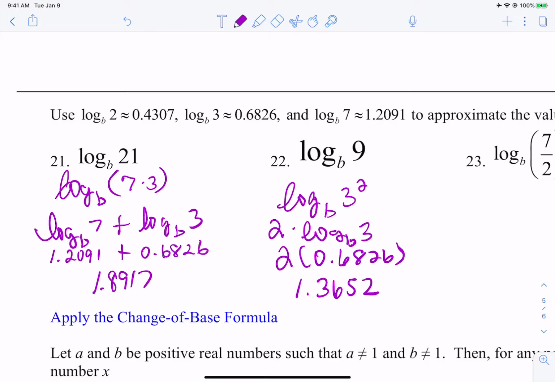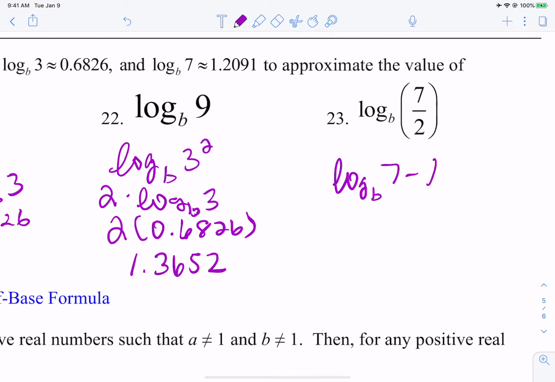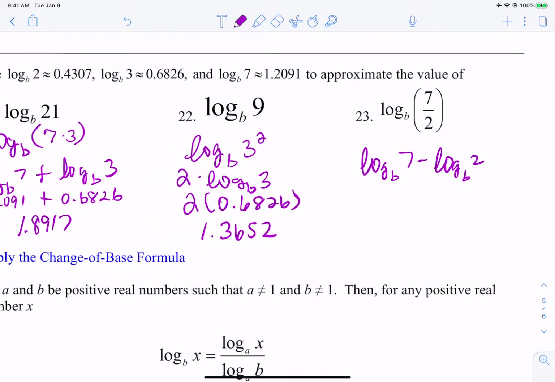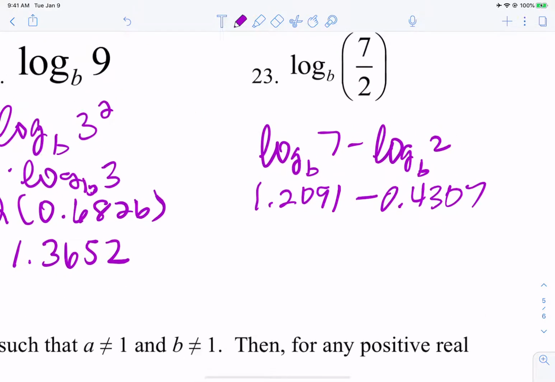Let's look at 23. Now this is a fraction. So remember, it is the log of the top minus the log of the bottom. What's great is we know what the log base b of 7 is and the log base b of 2 is. So we can just subtract them. So this is going to be 1.2091 minus 0.4307, just the values they gave us. If we subtract them, we get 0.7784.